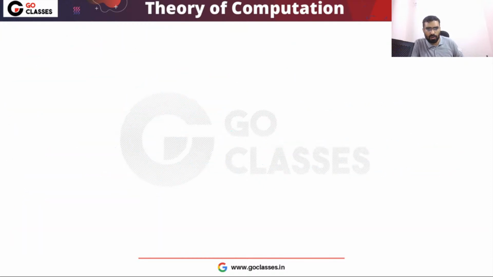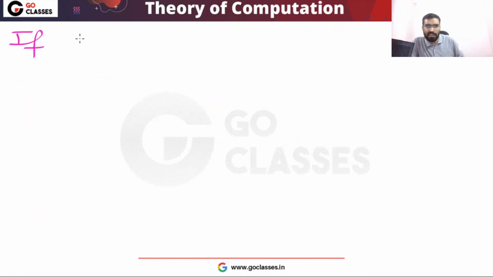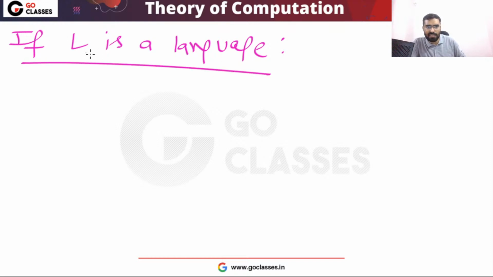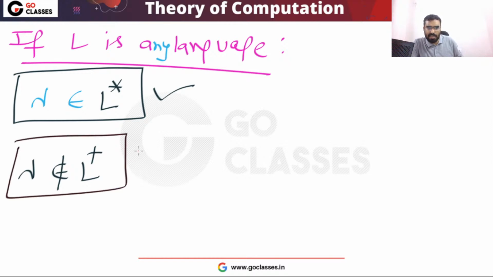Okay, so now let's see statement number 3 and statement number 4. Very simple. First of all, if L is any language, then this statement is correct, that the empty string belongs to L star. L can be any language. But this statement is not correct, that the empty string does not belong to L plus. This statement is wrong.